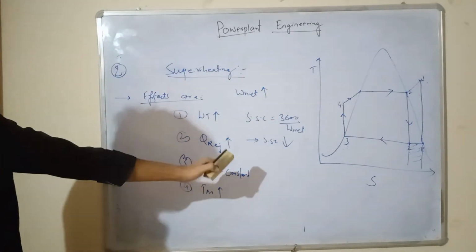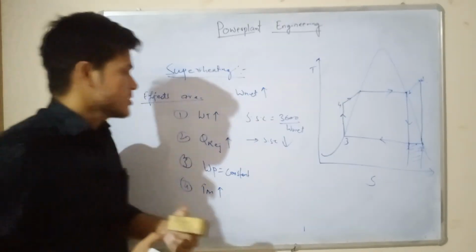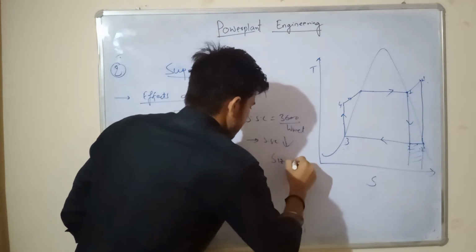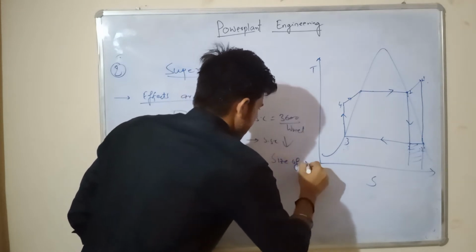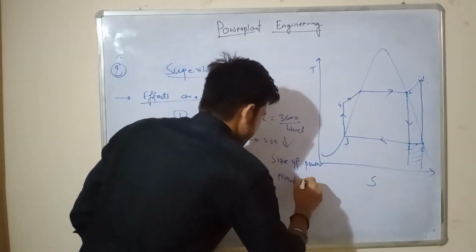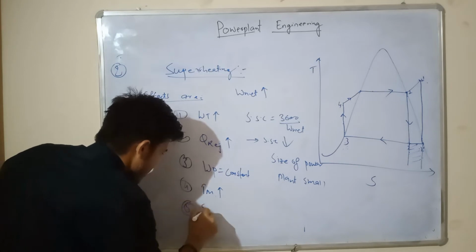What does SSC indicate? SSC is specific steam consumption, which indicates the size of the power plant. It means the size of the power plant is very small. The power plant also becomes small. Okay, so what will happen? SSC also decreases.